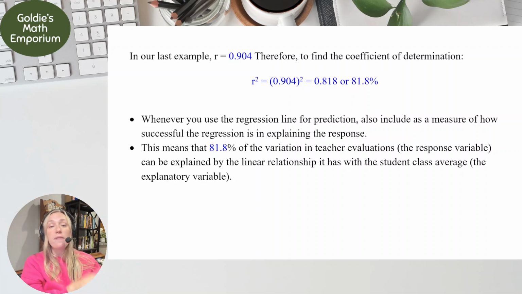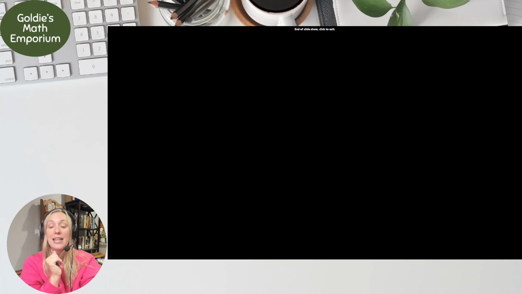81.8% of the variation in teacher evaluations, which was the response, can be explained by the linear relationship it has with student class average, which is the explanatory variable. What's in parentheses you don't have to include in your description, but I want you to use that script when you are interpreting the coefficient of determination on the AP exam.